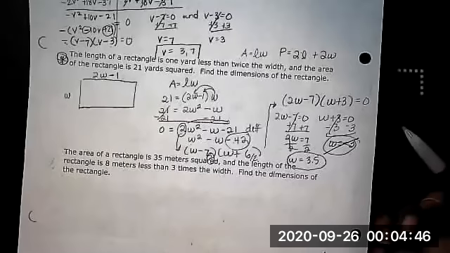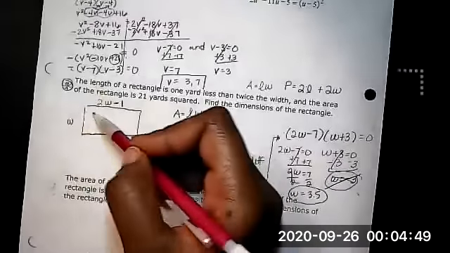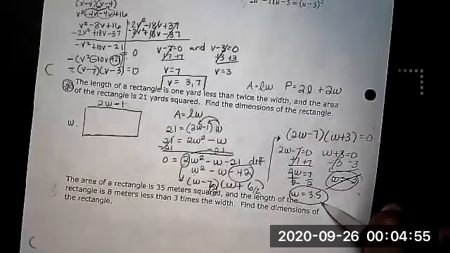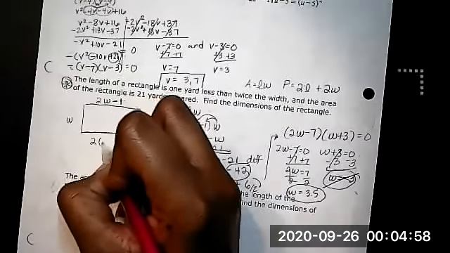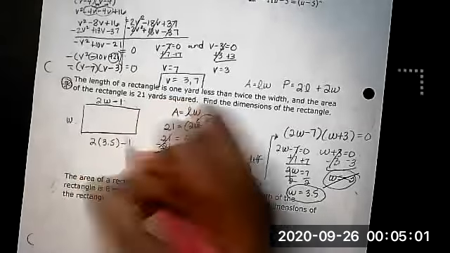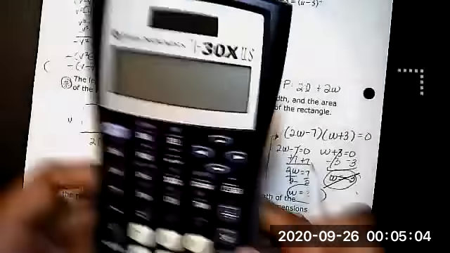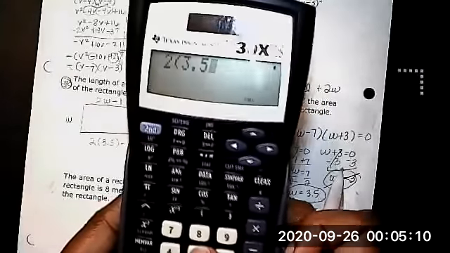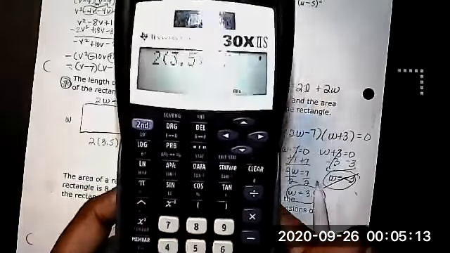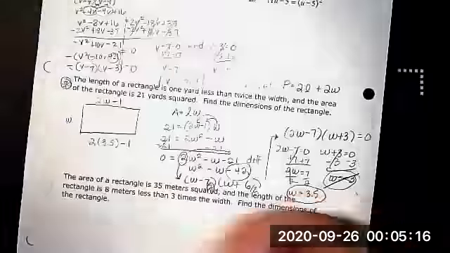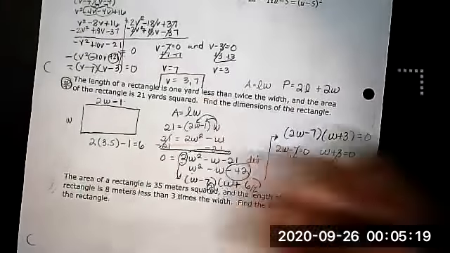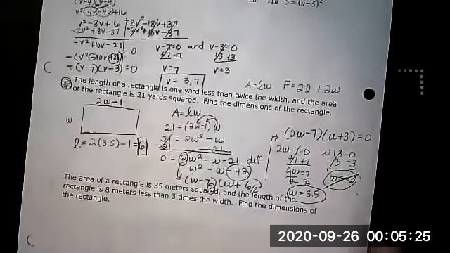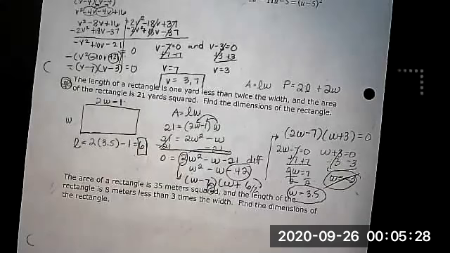And it's not just asking you for width in this case, it's asking you for width and length. But since we know the length is 2w minus 1, and now we know that the width is 3.5, all we have to do here is replace width with 3.5, and then that should give us our answer for our length. Okay, so we're going to do 2 times 3.5 minus 1, and our answer is 6 for our length. So our length is going to be 6, and 3.5 is our width. So we did get our answers for the dimensions there.